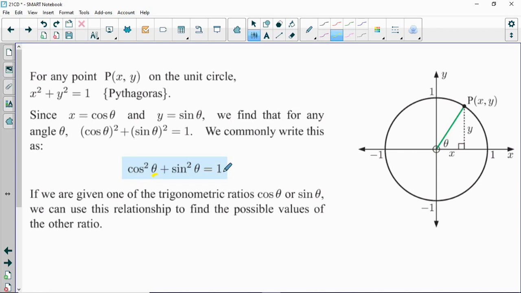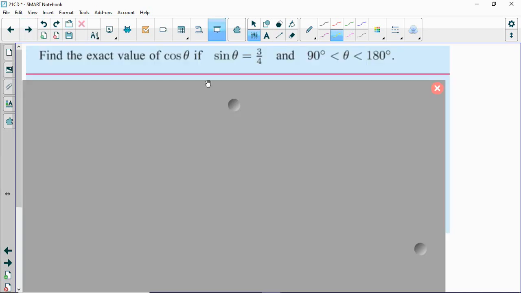And the second thing is that it helps us figure out the sine of an angle or the cosine of an angle if we know the other one. I'll show you what I mean. So say we're told that the sine of theta is equal to 3 over 4. And furthermore, another important piece of information, theta is in between 90 and 180 degrees. What does that mean that the cosine of theta is?